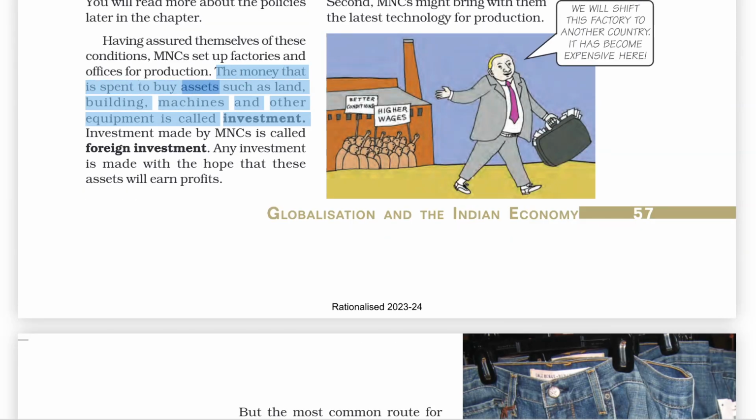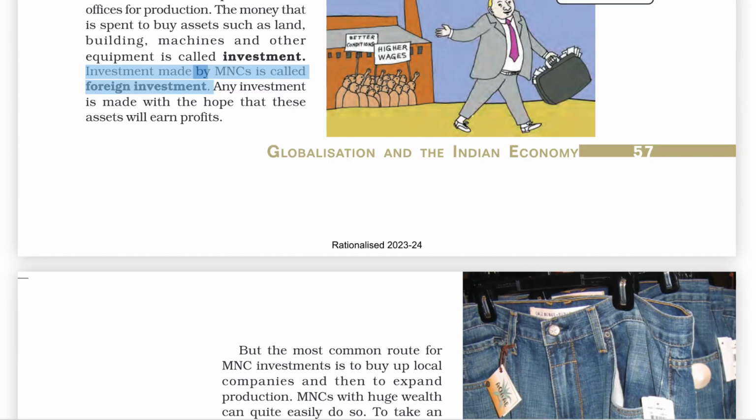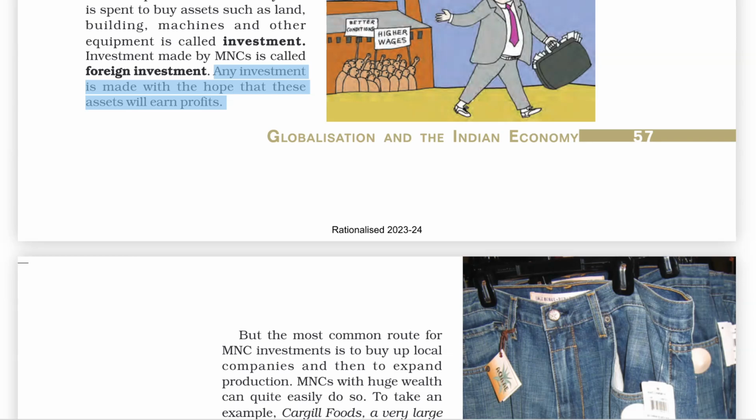The money that is spent to buy assets such as land, building, machines, and other equipment is called investment. Investment made by MNCs is called foreign investment. Any investment is made with the hope that these assets will earn profits.